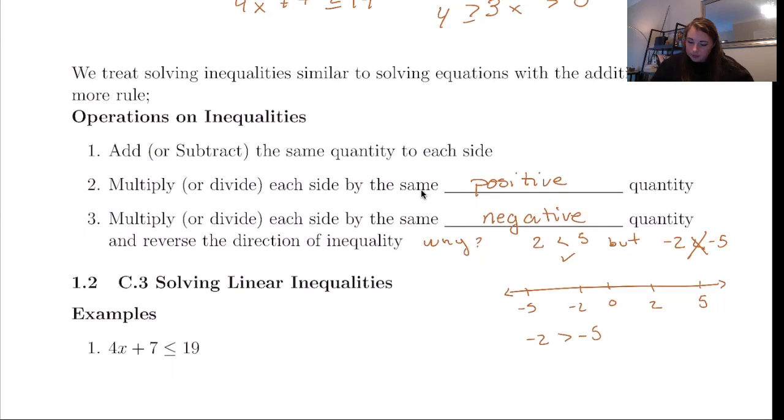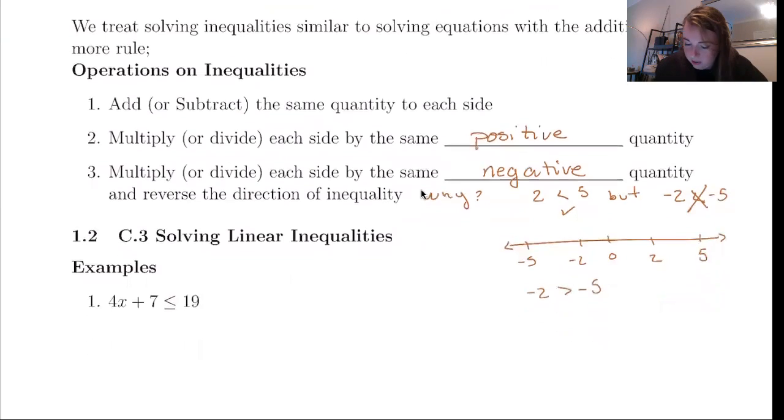Okay. So that's why when we're multiplying and dividing by negatives, we need to switch the inequality sign. If there's an equal sign, that's fine. You're not changing a less than to a greater than or equal to. You're not negating it that much. I just want to flip the way it's facing.